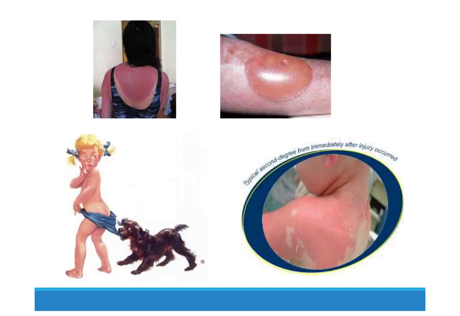Some pictures of some first and second-degree burns: dark red skin. That's a pretty painful sunburn there. Blistering from the leakage of the plasma out of the blood. So this is typically what you would see with those first and second-degree burns.